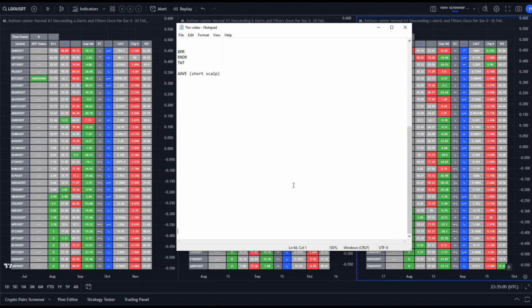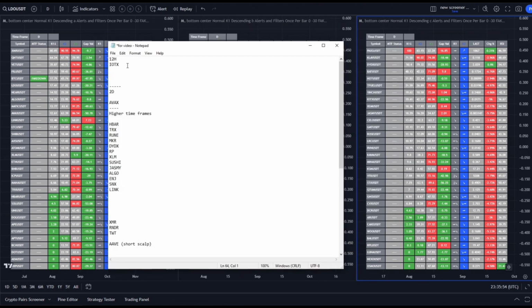And I did the same, which was writing down the ones that are at the edge, the upper edge or the lower edge of the three tables. And I'm gonna spare you the time where I did that. So the ones that I marked were IOTX, AVAX, and as well as HBAR, TRX, RUNE, MKR, DYDX, RP, XLM, Sushi, Jasmy, ALGO, ENJ, SNX, and Link.